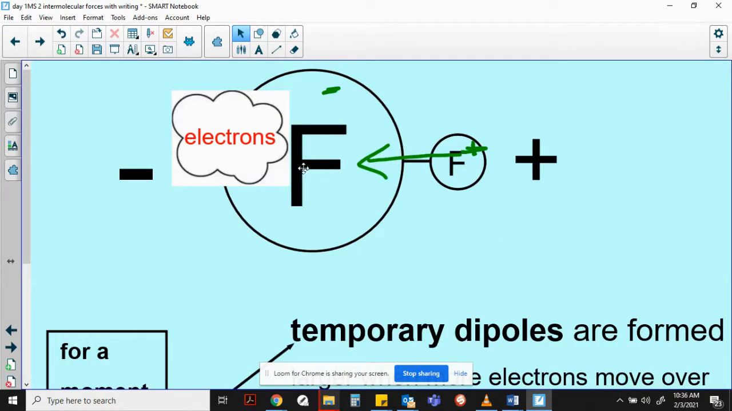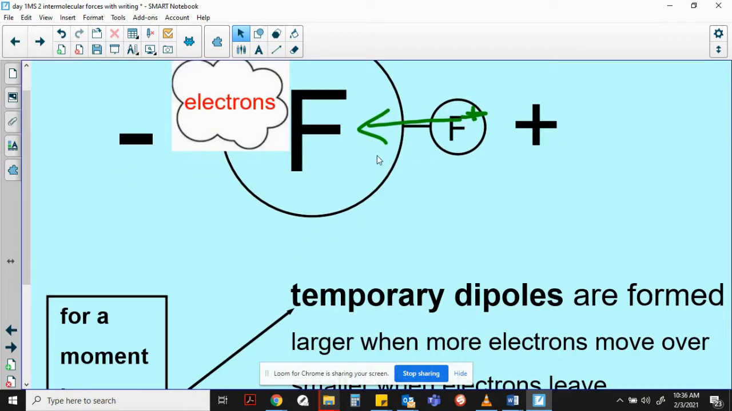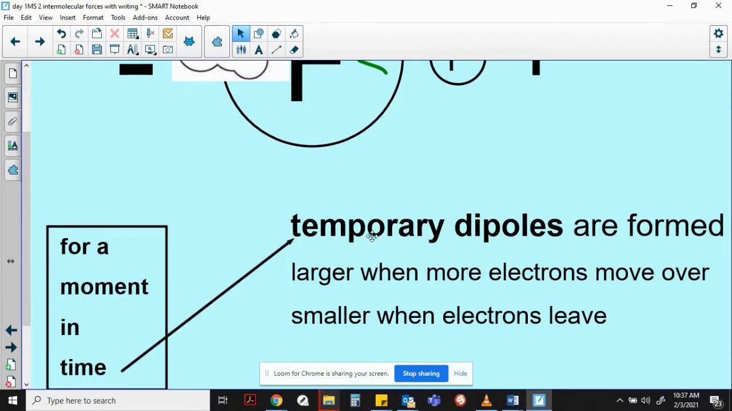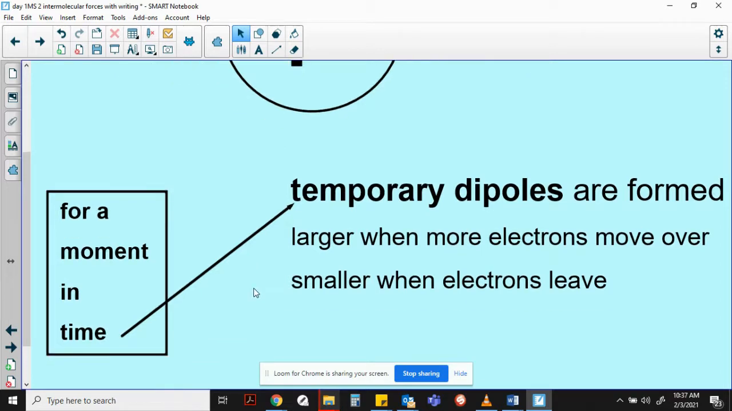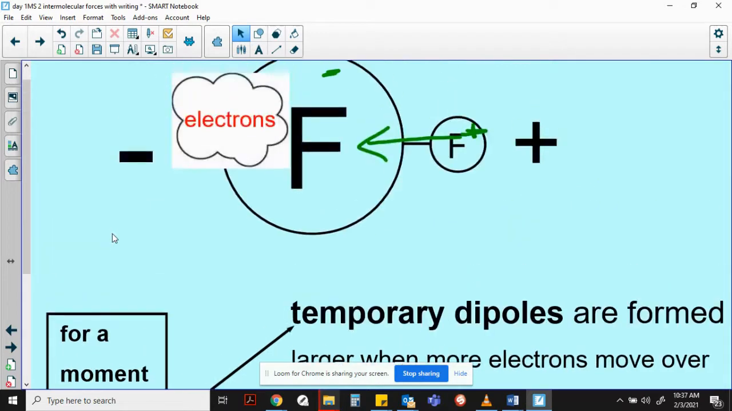So sometimes the electron may be closer to this fluorine, which would make this one partial positive. We've got these temporary dipoles. A dipole is just a charge, or like a shift in those electrons. Temporary dipoles are formed larger when more electrons move over, smaller when electrons are leaving. Okay, so we're going to have stronger London dispersion the more electrons that you have on there.